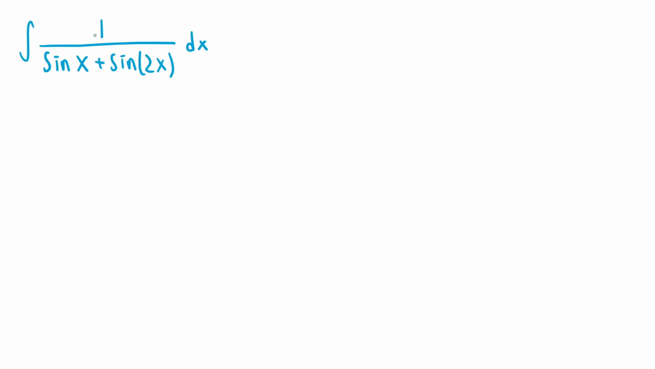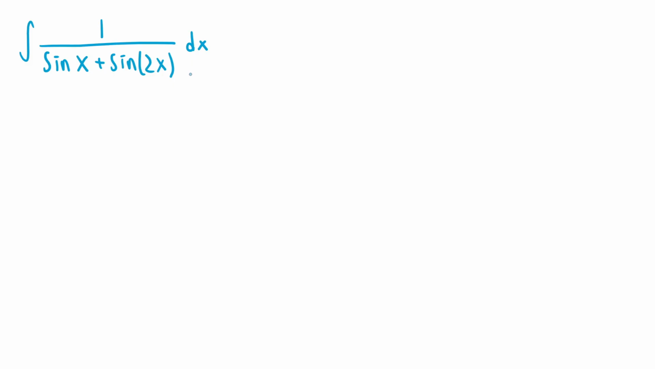So let's do the integral of 1 over sine of x plus sine of 2x. We need to find a way to deal with the sine functions with different angles in the integrand. It's not a sum of two sine functions with different angles in the numerator, and rather, the sum is in the denominator, so we can't just do the integrals separately.